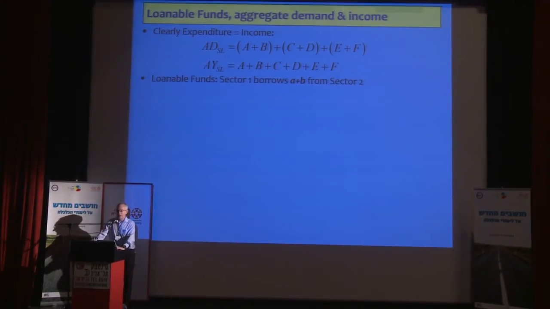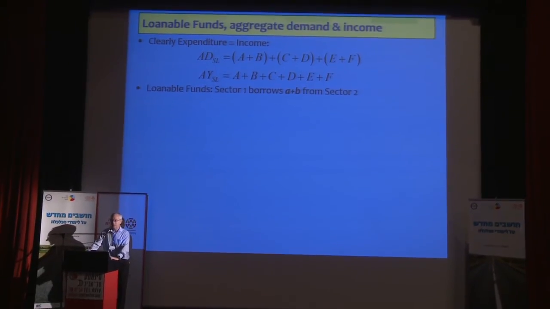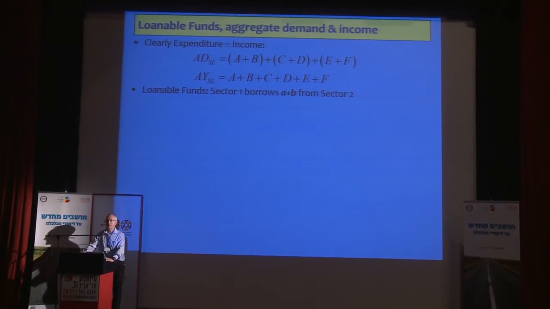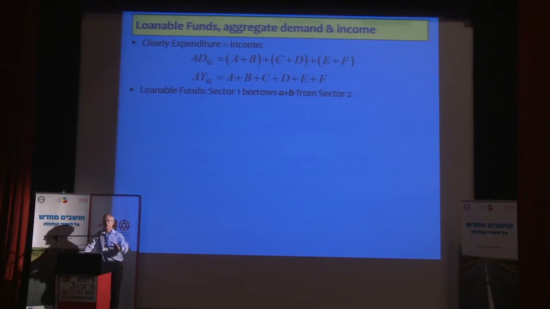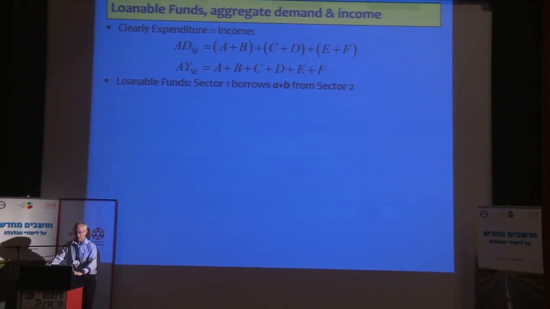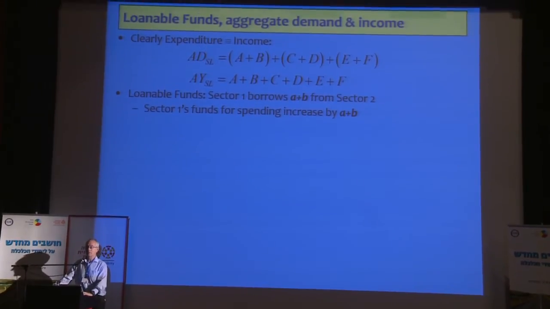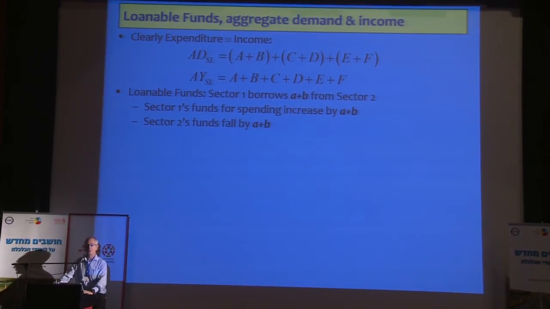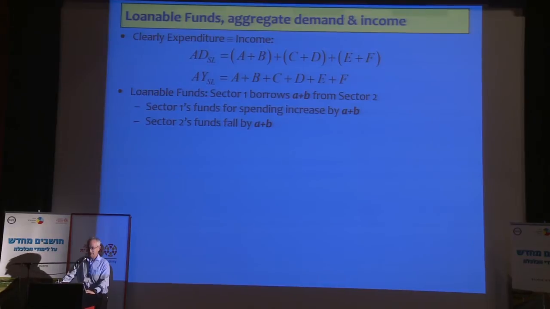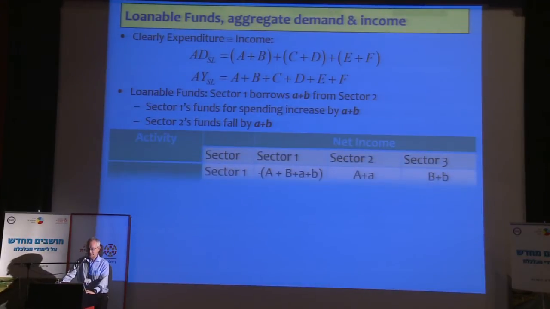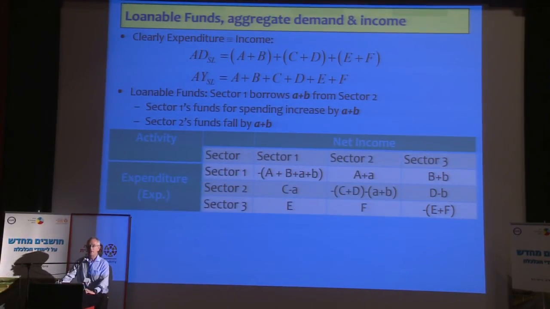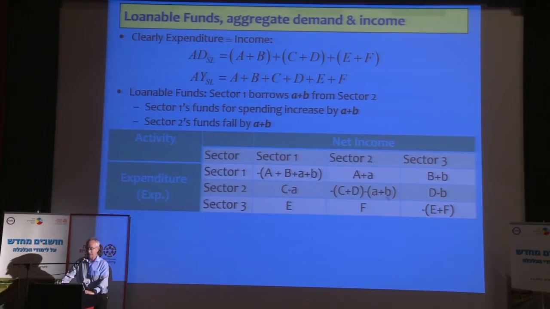Now loanable funds, I'm going to have sector 1 borrowing A plus B from sector 2 and then spending A plus B on sector 2 and 3. And I could make them different, but it's easier just to stick with the same letters. So sector 1's funds for spending rise by A plus B, while sector 2's fall by A plus B. So when you put that together, you now have terms in the change in debt turning up as part of the argument, but they cancel out.